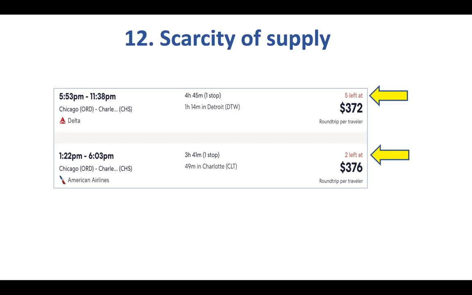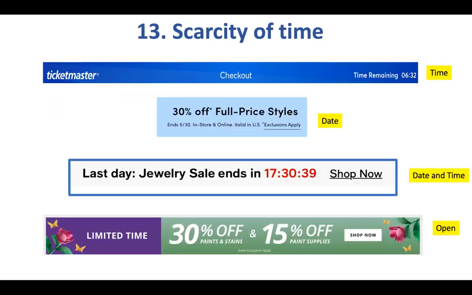And you know this one for sure on scarcity of supply. Only 2 seats left at this price on the airplane. Only 2 widgets left in stock. Only 2 openings left in our daycare center. You see it all the time. And here's its companion, scarcity of time. And the one who really fine-tuned this, I think, is Ticketmaster.